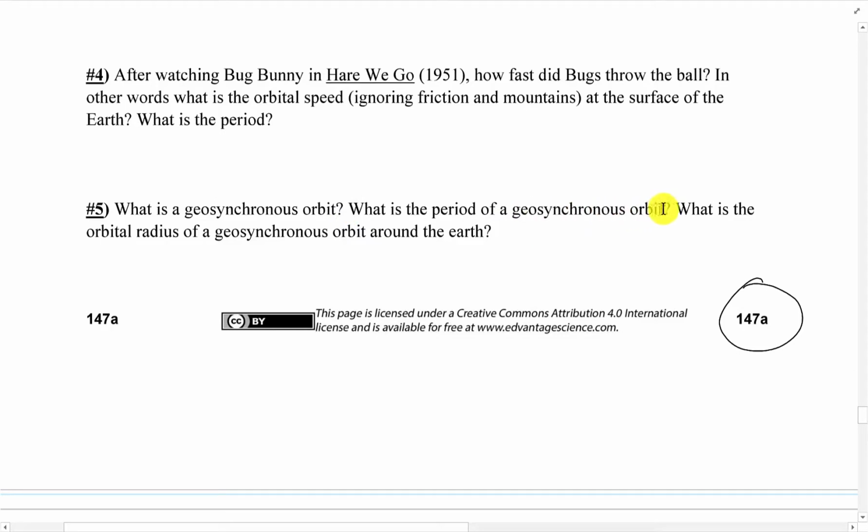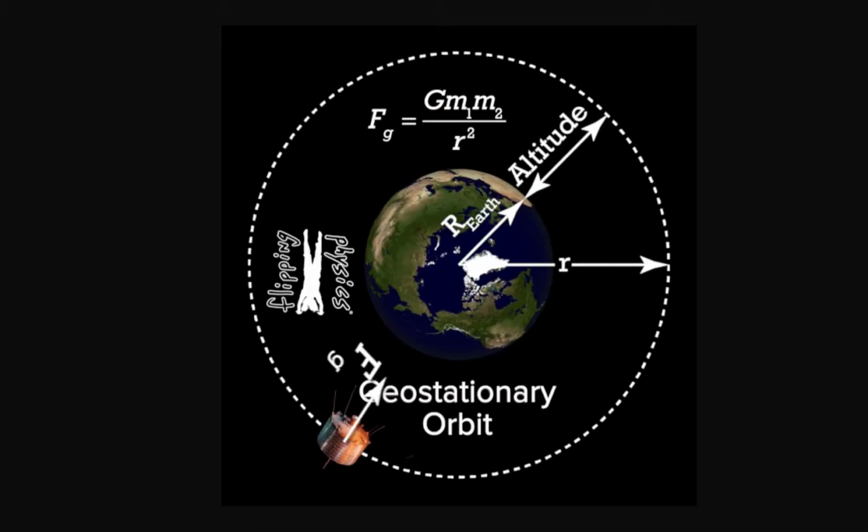What's the period of a geosynchronous orbit? That's a very tough question. That's going to go beyond your understanding. How about 24 hours? Yeah, of course, that makes sense. The Earth turns around in 24 hours. The satellite has to go around in 24 hours. So we got the period already.